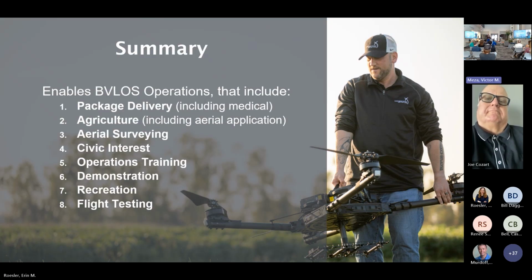The types of operations that 108 will apply to, you see the list up here: package delivery, including medical; agriculture, which includes aerial applications, so spraying of pesticides or herbicides; aerial surveying, so whether it be pipeline inspection, oil line inspections, linear infrastructure, wide area infrastructure, all those fall under aerial surveying. Civic interest, also said another way, public safety. So wildfires, emergency response, disaster response, those could all fall under a civic interest vein.